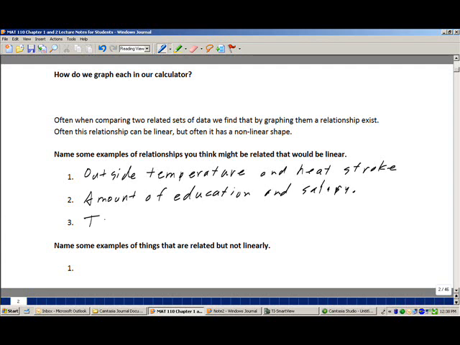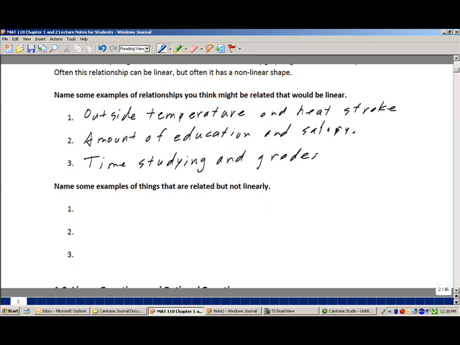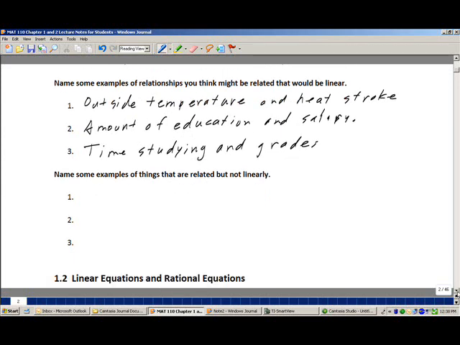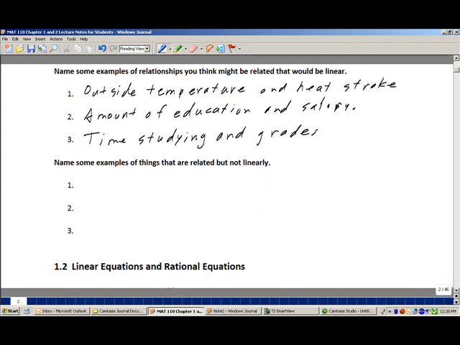Another one would be time studying and grades. The more you study, the higher your grades are. The more homework you do, the more time you put into it, you will see a direct correlation in higher grades. But like I said, not everything's linear. Some things are not linear, but they're still related.